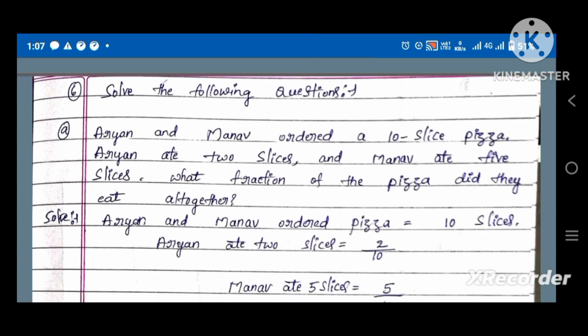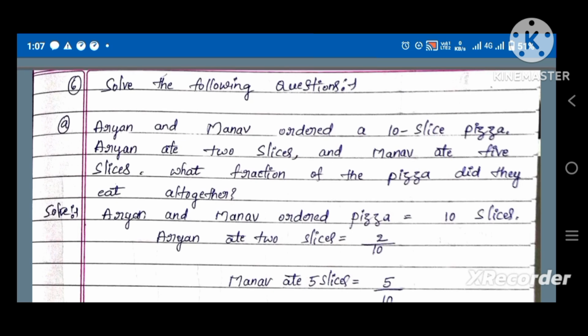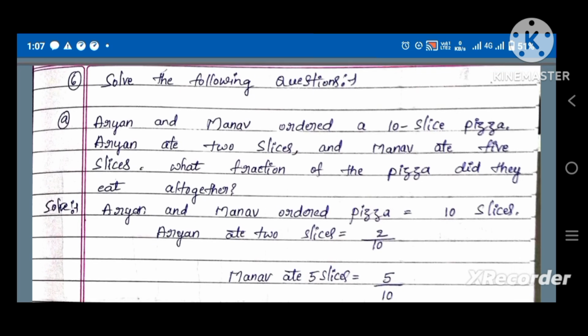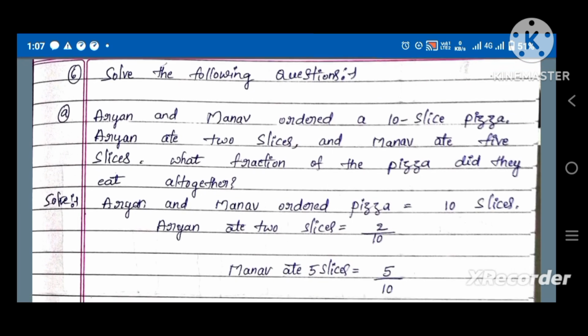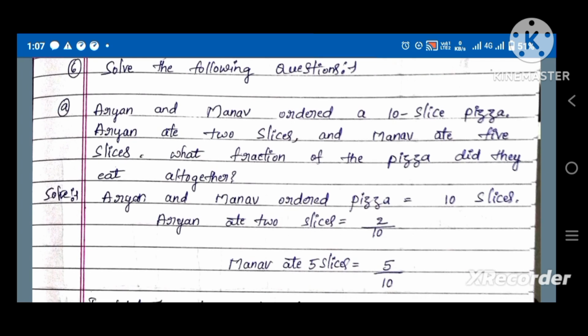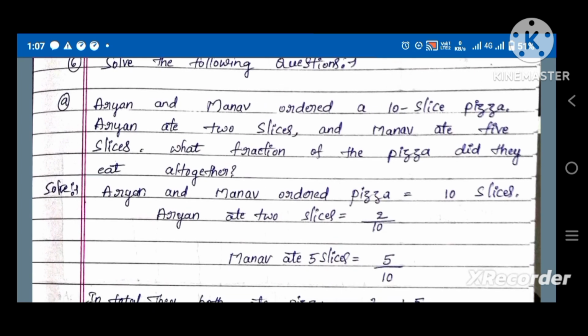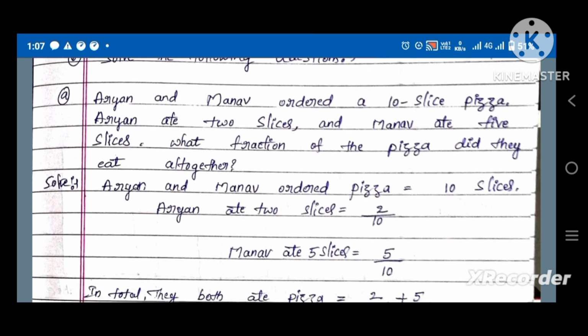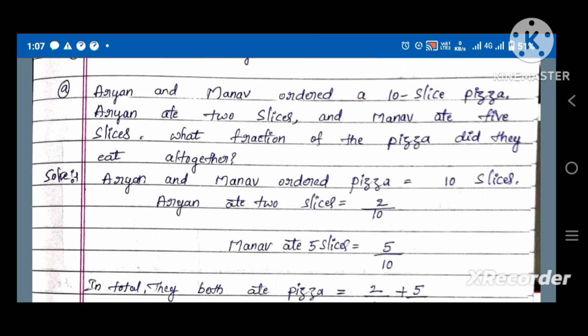Six main, solve the following questions. A. Aryan and Manav ordered a 10 slice pizza. Aryan ate 2 slices and Manav ate 5 slices. What fraction of the pizza did they eat all together?